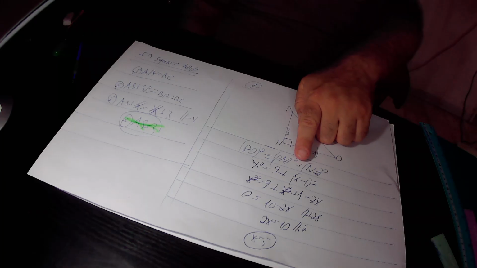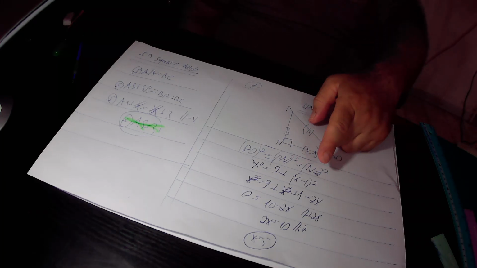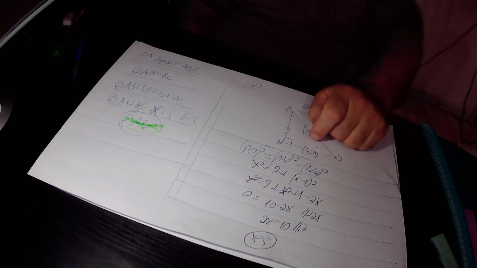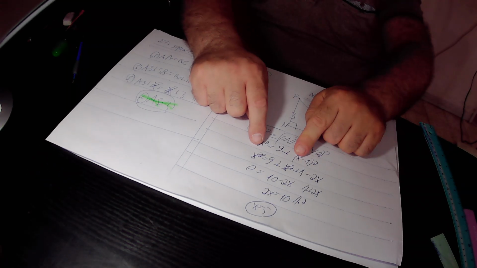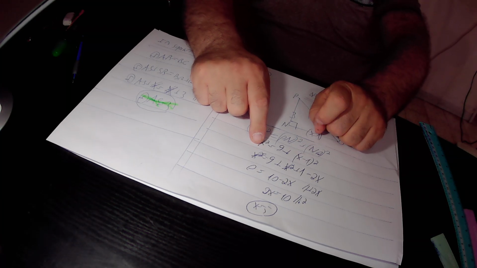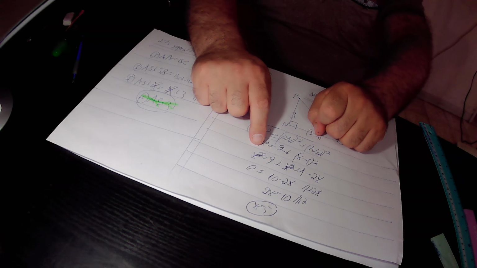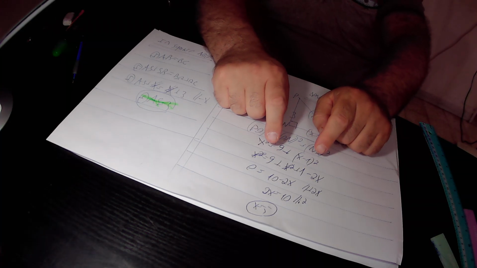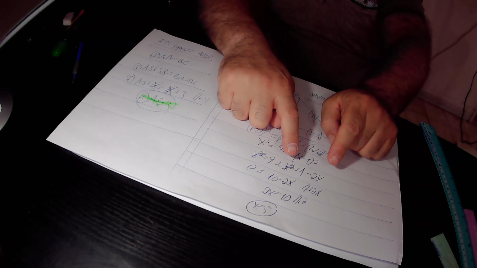x minus 1 square is x square plus 1 square, that is 1, minus 2 times x times 1, that is minus 2x. So here we have x square on both sides of the equation, so x square gets cancelled. On this side of the equation we are left with nothing, that is 0. On the other side of the equation we are left with 9 plus 1, that is 10, minus 2x.